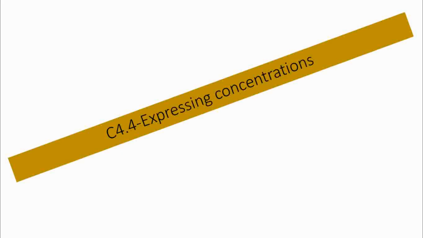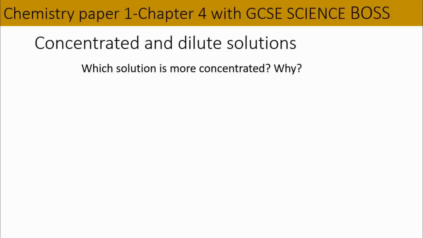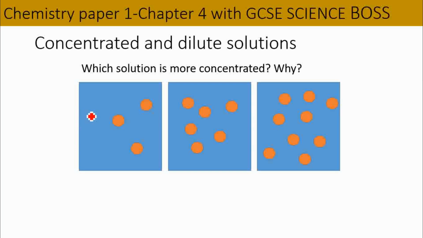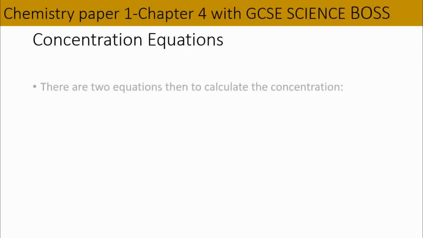Now we're going to be looking at expressing concentration, chapter 4. We're going nice and steady. Well done for keeping up in the video. So which of these solutions is more concentrated and why? If I put A, B, and C there, clearly you should be saying that C is more concentrated because I have more particles per unit volume. The volume is the same, but I have more particles. So just that you understand what is meant by concentrated versus dilute.